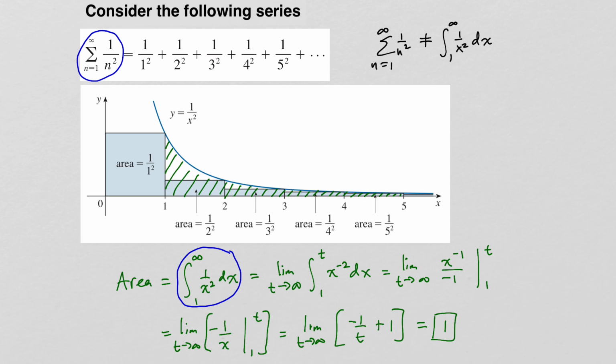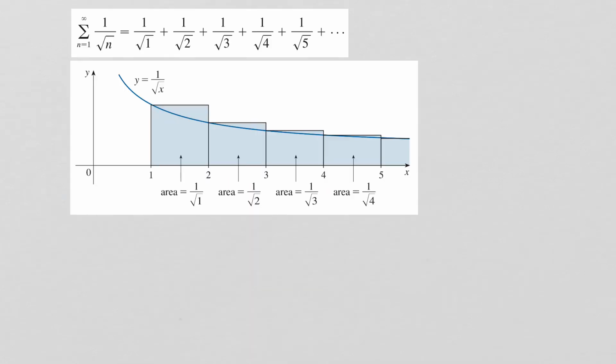Let's take a look at another example. Consider the sum of 1 over the square root of n. So it's a very similar type of series here. N equals 1 to infinity. You can see the first 5 terms of this sum are given here. And here is the function 1 divided by the square root of x.